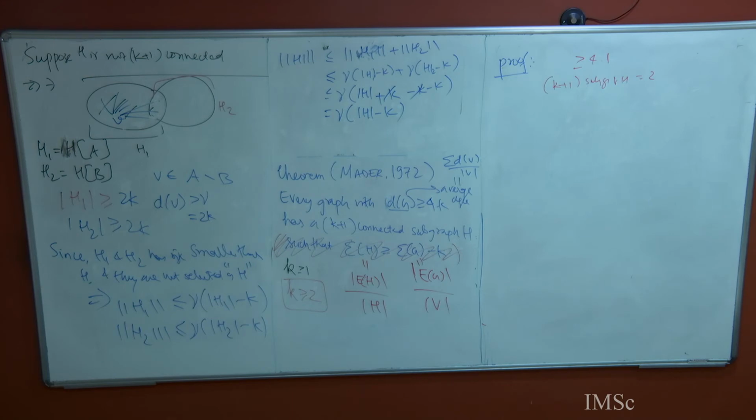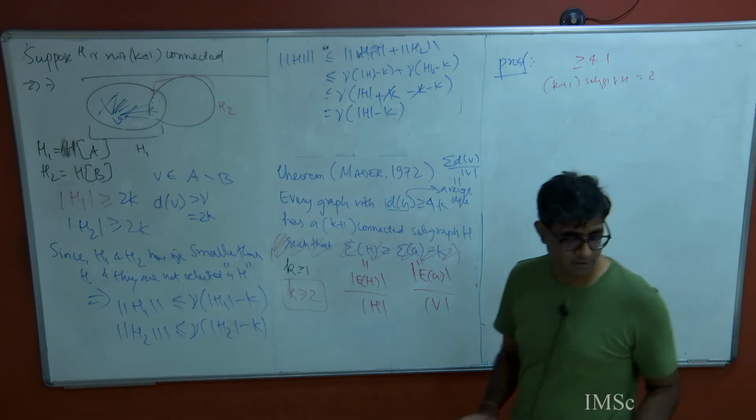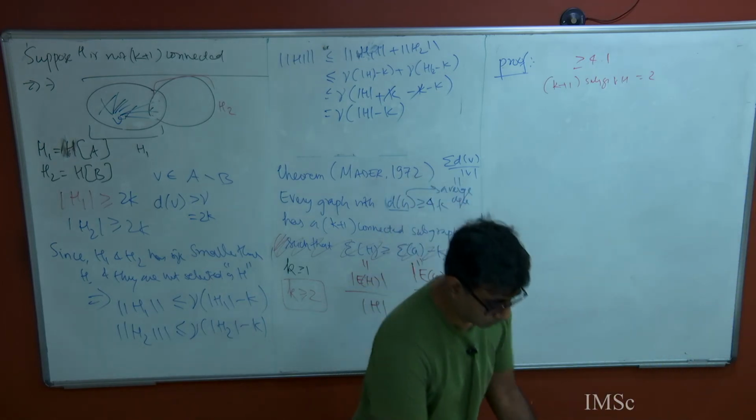If the graph has minimum degree 2, it will contain a cycle. How? Start with a vertex. Always explore a new vertex. Eventually we'll come back to it. That's a cycle. So we can safely assume that k is at least 2.